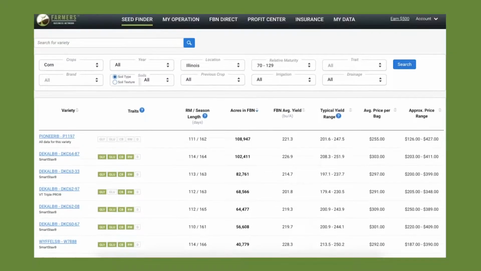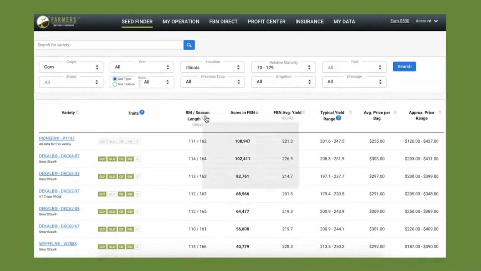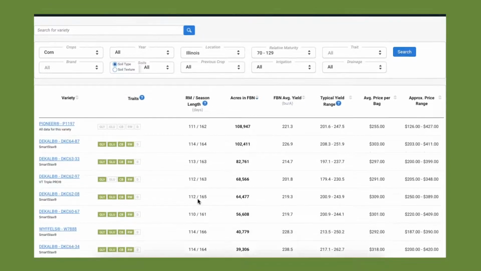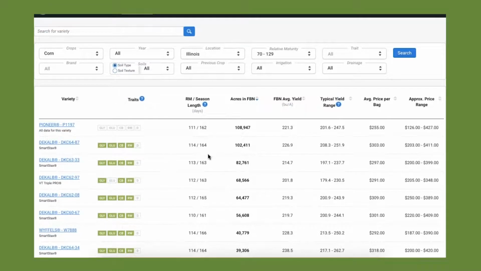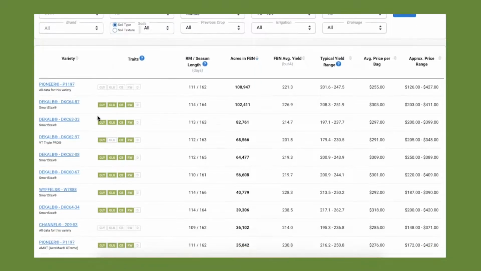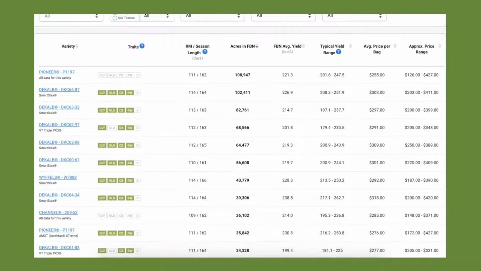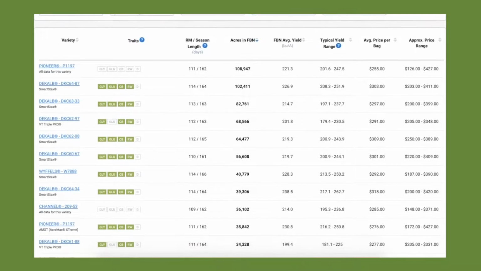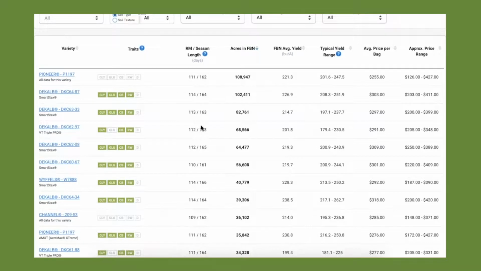So FBN has used all of our real world data contributed by farmers to create a personalized season length for different varieties. What I'm seeing here is for this demo account, which is based in central Illinois, I am seeing actual season length in days that we typically see for these varieties to go from planting to harvest in this region. And what this enables me to do is see if there's varieties that are maybe typically outside of my standard relative maturity zone that I would typically consider that are actually well suited for my region.